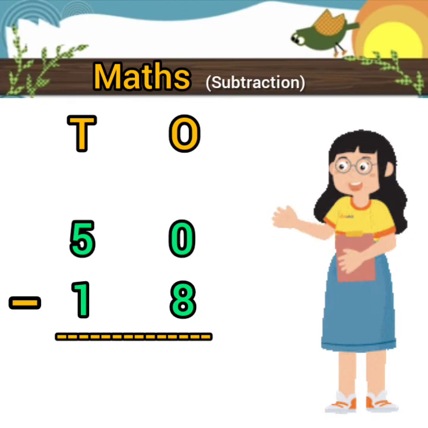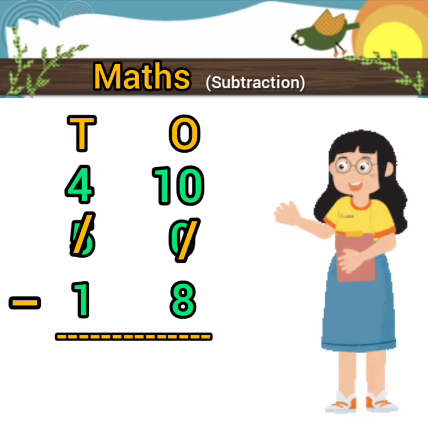No, it is not possible. So what will I do? Yes, I will cut the 0 and make it 10 because I will be borrowing 1 ten from the 5 tens. So if I borrow 1 ten from 5 tens, how much will I have left? Yes, 4. So 4 tens.